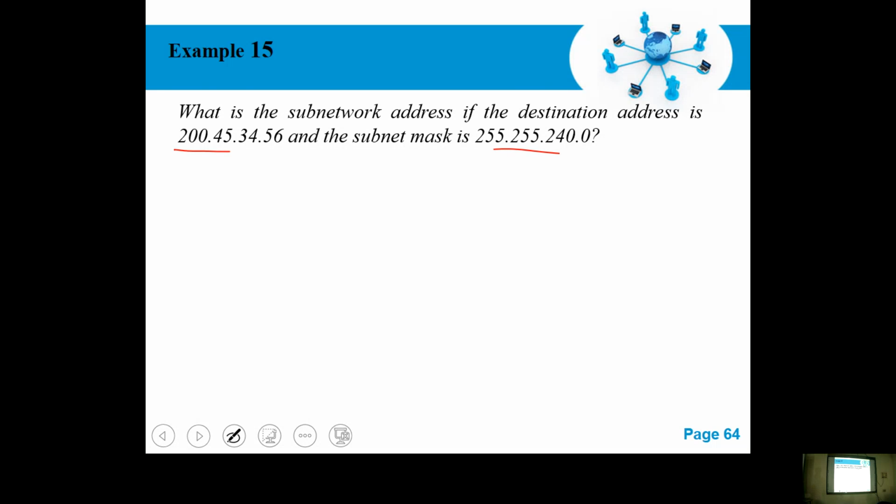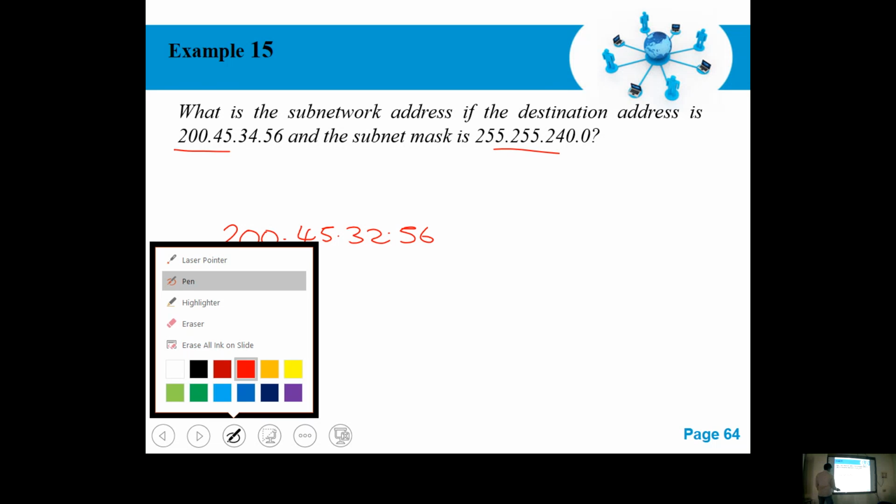So what is the entire final value? No, the subnetwork address. See, subnetwork address, when they say, that is the starting address. 245.32.56. Okay. So this is very simple.